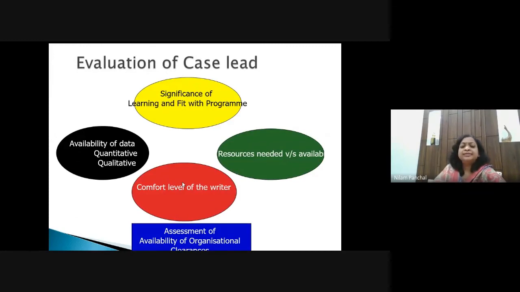What you need to do is evaluate the case lead well. You have to see what the significance is and whether it is meeting the learning requirement. It may happen that your topic is entrepreneurship and you're talking about something irrelevant, like language, which may not fit the program. You have to look into the availability of data, qualitative and quantitative, and resources needed versus availability. Also the comfort level of the writer. So that is the evaluation of the case lead.